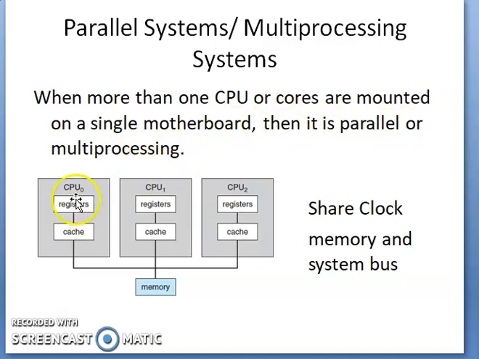Like we can see here, we have one CPU in which registers and cache are there. Then there is a second CPU, a third CPU, and all of them are present within the same motherboard and they share a common memory. In fact, they share the clock pulses, they share the memory, and they share the system bus. So all these three CPUs can interact with each other and share the bus, the memory, and the clock. This is a very important feature of a parallel system.